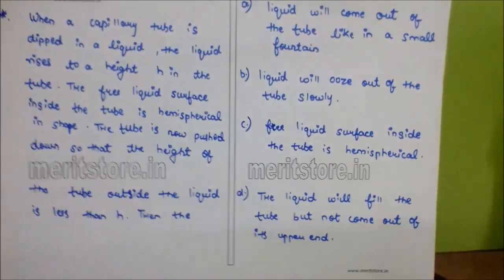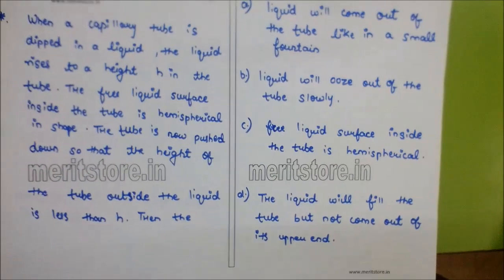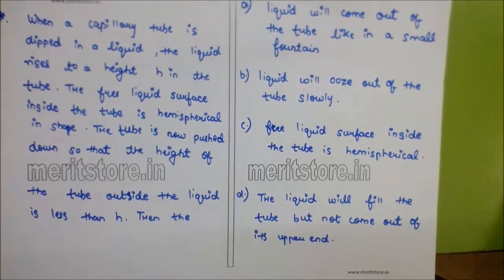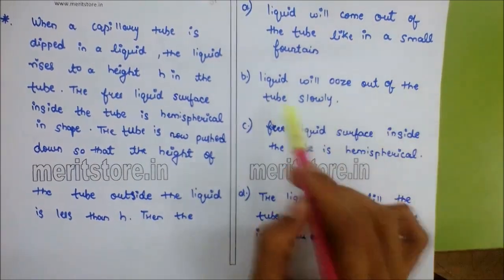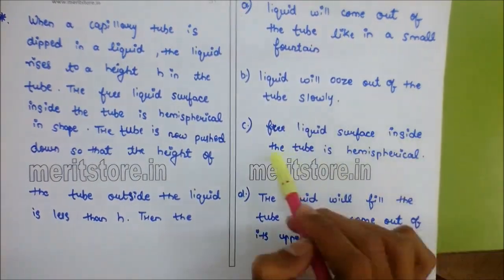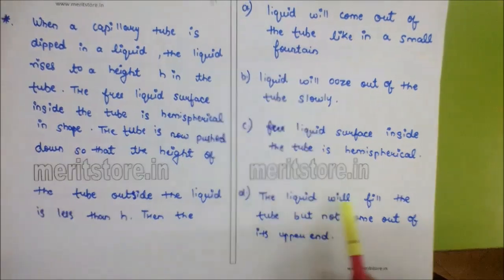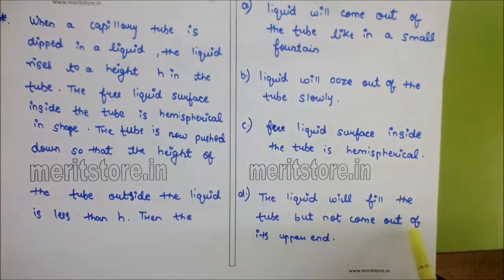When a capillary tube is dipped in a liquid, the liquid rises to a height h in the tube. The free liquid surface inside the tube is hemispherical in shape. The tube is now pushed down so that the height of the tube outside the liquid is less than h. Then the liquid will come out of the tube like a small fountain. The liquid will ooze out of the tube slowly. The free liquid surface inside the tube is hemispherical. The liquid will fill the tube but not come out of its upper end.